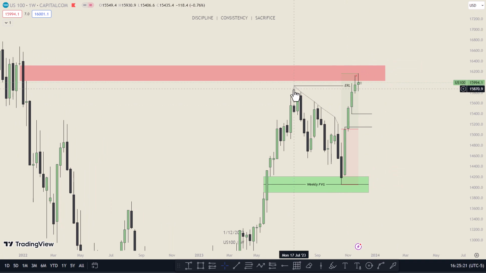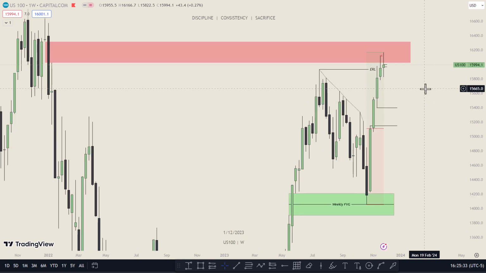So after that, what is my next target? Obviously this fair value gap right here, internal range liquidity, this one and this one. So my plan for this is on the weekly. So we are on the weekly right now, right?